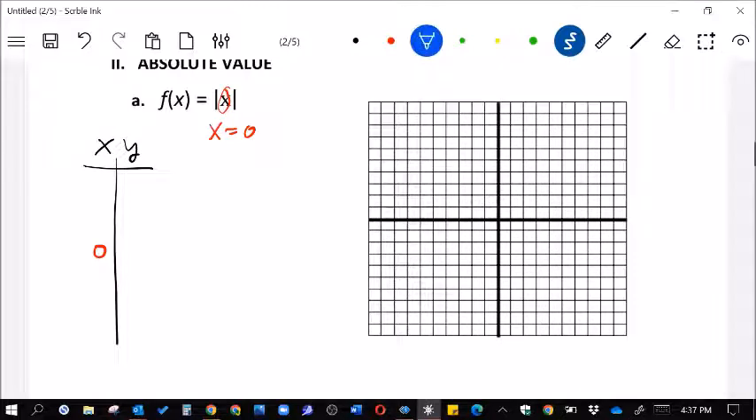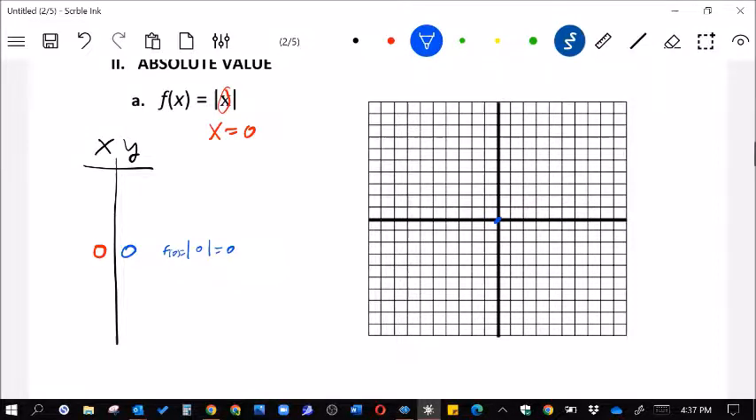And then we have to determine, if we put that x in as 0, then that means our y value, the function of 0, is equal to the absolute value of 0, which is equal to 0. So (0, 0) is our vertex, right here in the center.